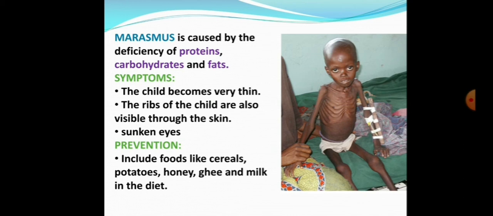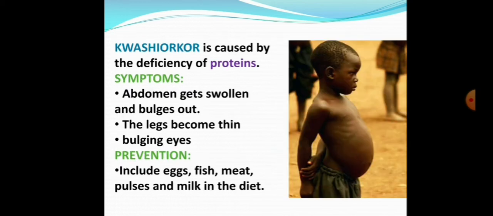Now, after marasmus, we will study kwashiorkor. Kwashiorkor is caused by the deficiency of proteins. Now, what are the symptoms of kwashiorkor? The abdomen gets swollen and bulges out. Just look at this picture. See the abdomen, the stomach, the tummy of this boy. It is swollen and bulging out. But the legs become thin. Stomach bulges out, but the legs become thin, and there are bulging eyes also. In marasmus, sunken eyes, but in kwashiorkor, bulging eyes.